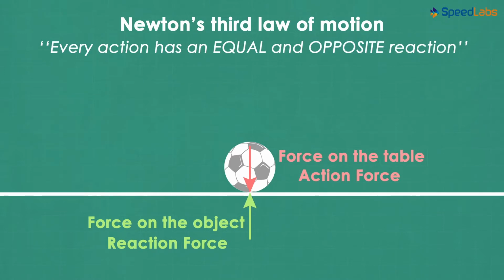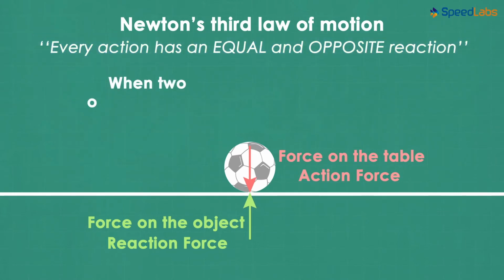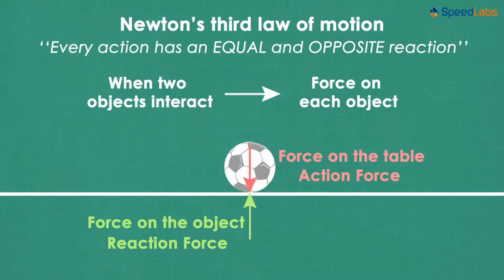That's how simple the third law is. Every action has an equal and opposite reaction. It means that when two objects interact, there is a force on each object. The magnitude of force on the first object equals the magnitude of force on the second one. And what about the direction? The direction of force on the first object is opposite to the direction of force on the second one.